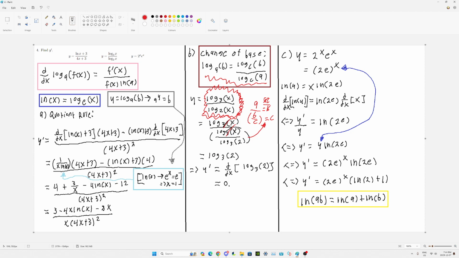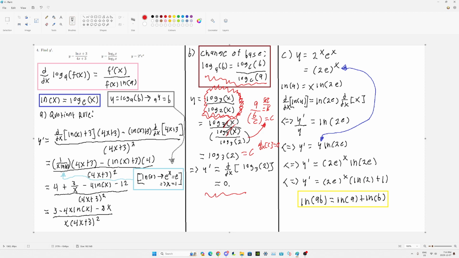Now we notice that log base 3 of 2 is not a function. It's not dependent on anything. That's just a constant. So we take the derivative of a constant, and that's just going to go to 0. So here is our final result: y prime is just 0. If you did the quotient rule, you would have been left with a giant mess. So if you ever have the opportunity, I would do this.